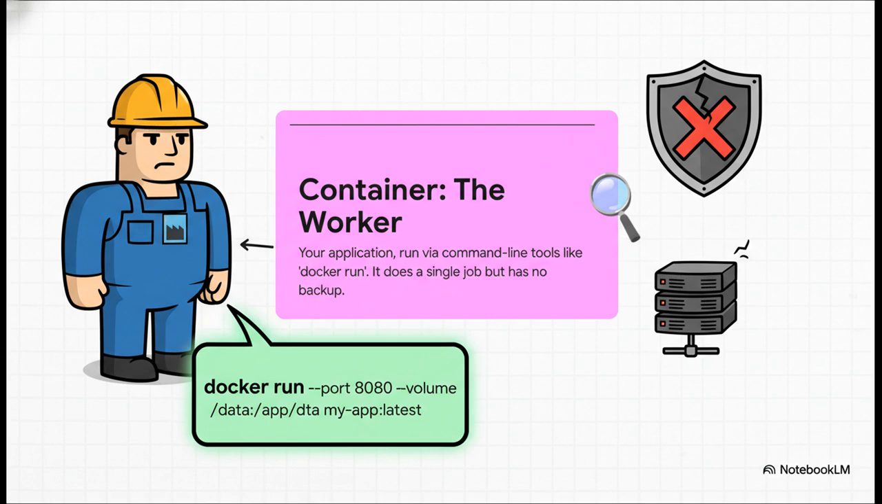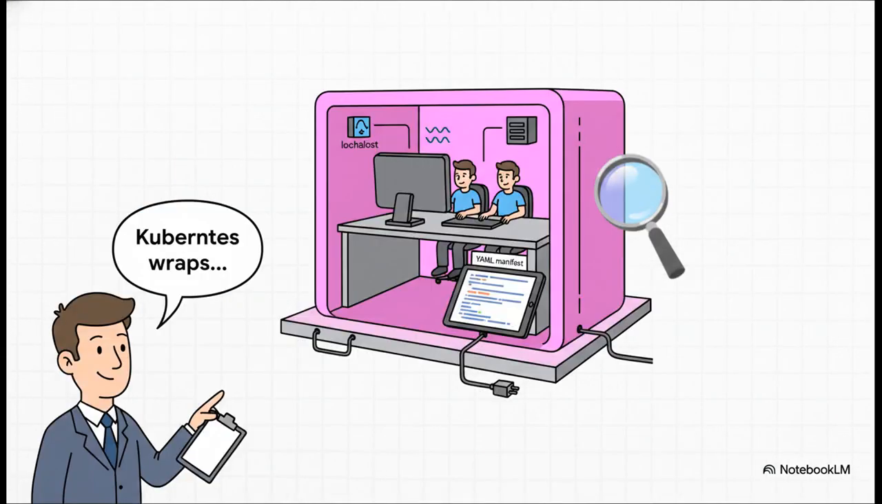You'd normally run it with a Docker run command, telling it what ports to use, and so on. It does its one job, but it's totally on its own. Now, Kubernetes takes that little worker container, or maybe a few of them, and wraps them up into something called a pod. You can think of a pod as a workstation. This is already a big step up because now the containers have a shared space. They can talk to each other on localhost, share files, and it's all defined in a nice, clean YAML file.